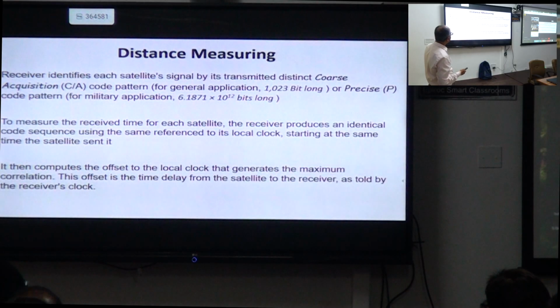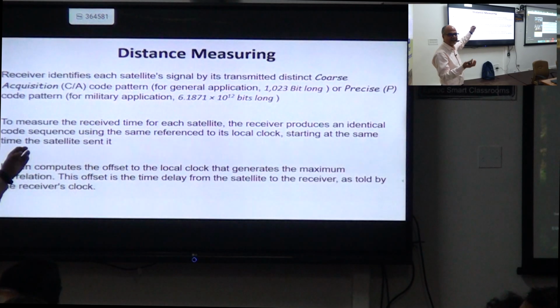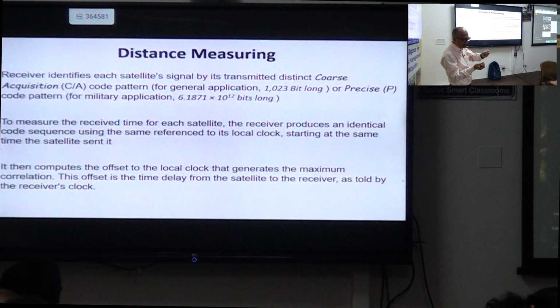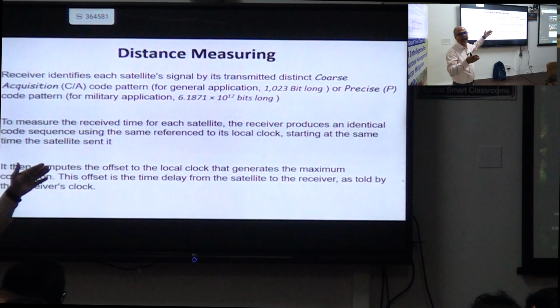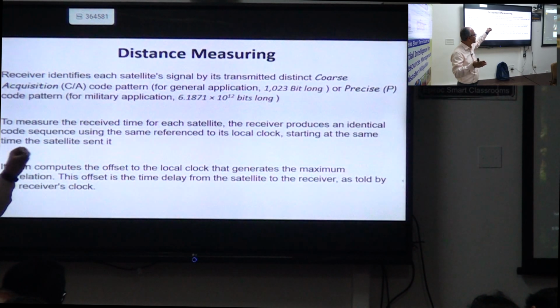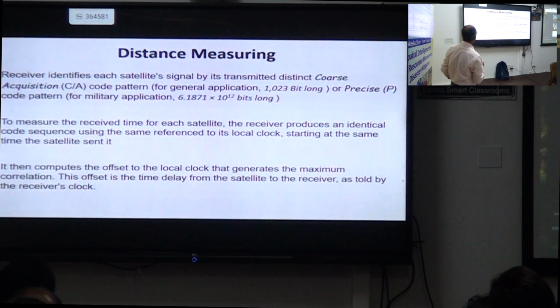Now, when a signal is coming, at the same time the receiver is also generating a signal. When the incoming signal completely matches this one, it indicates the time required, and this happens several times. After several times you are very sure that this is the time required when the signal is matching. That way we can find out the time a signal takes to travel from the satellite to the receiver. Then speed is known, so from that we can find out the distance.